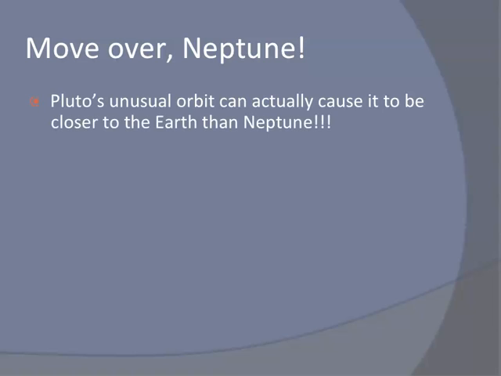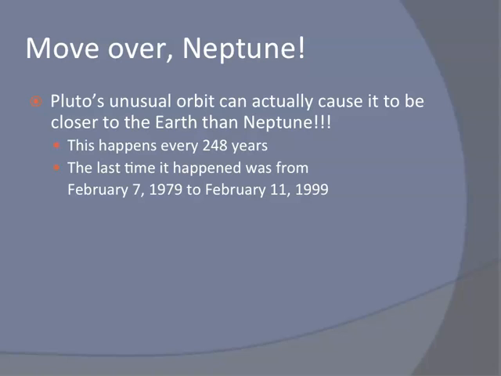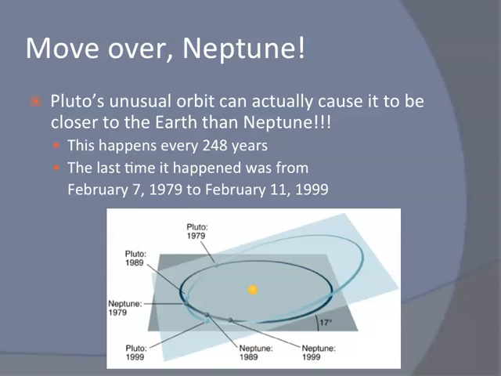So Pluto's unusual orbit can actually cause it to be closer to the Earth than Neptune. This happens every 248 years. The last time it happened was February 7th, 1979 until February 11th, 1999. Okay, so that's kind of a fun fact for you.